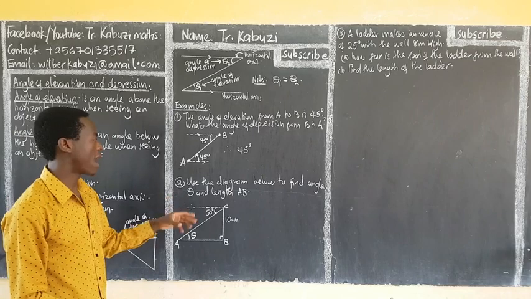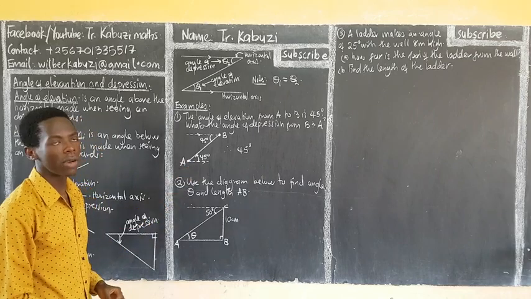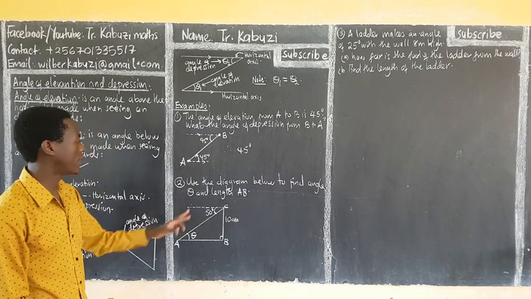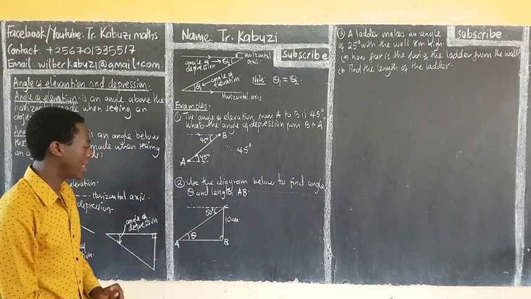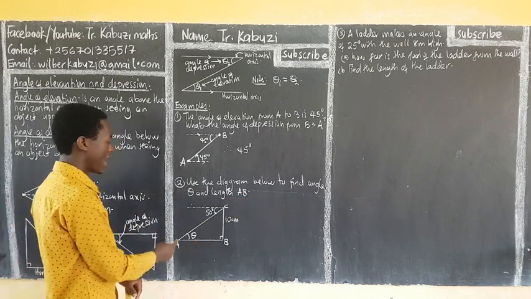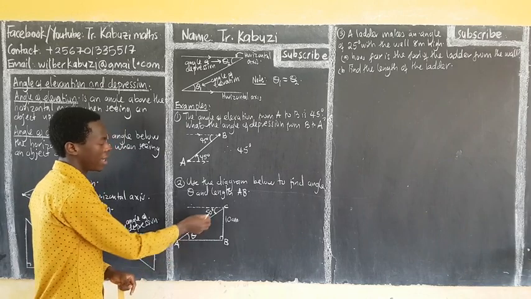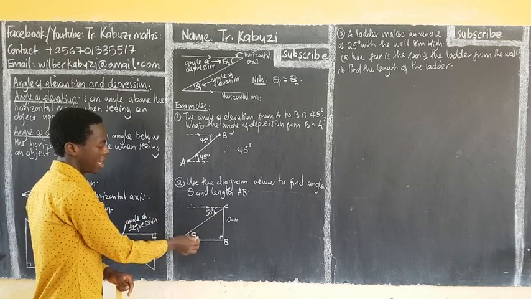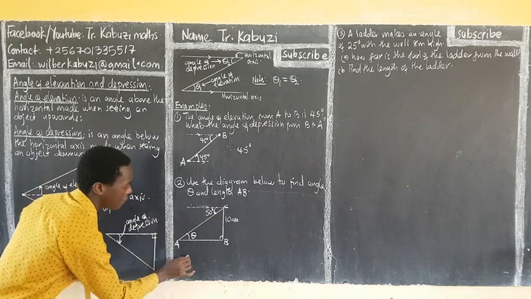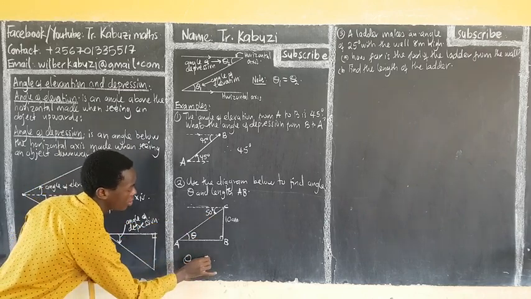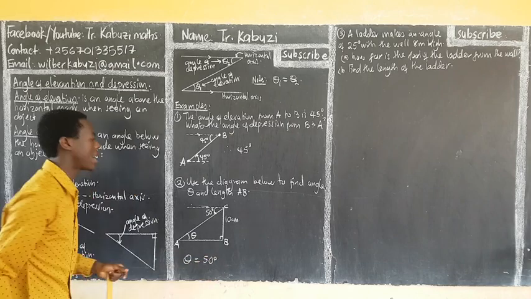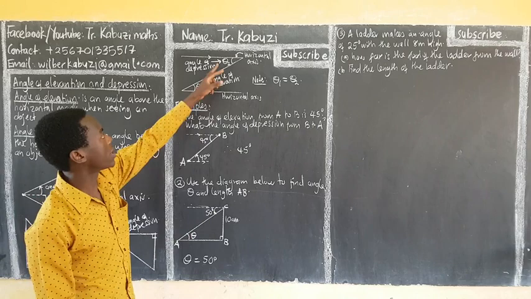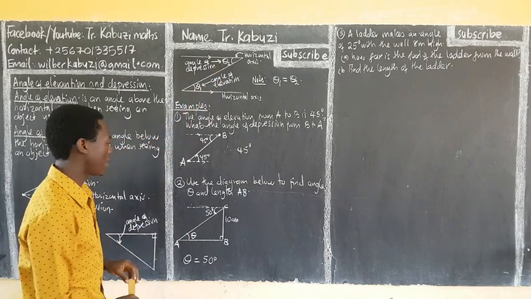Now, we are going to apply this idea to some questions, then we shall see the other. Use the diagram below to find the angle theta and the length AB. So this is our length AB, and this is our angle theta. Because this is our horizontal, this angle is the same as that angle. So our theta is equal to 50 degrees. As simple as that, because this angle is always equal to that angle there.